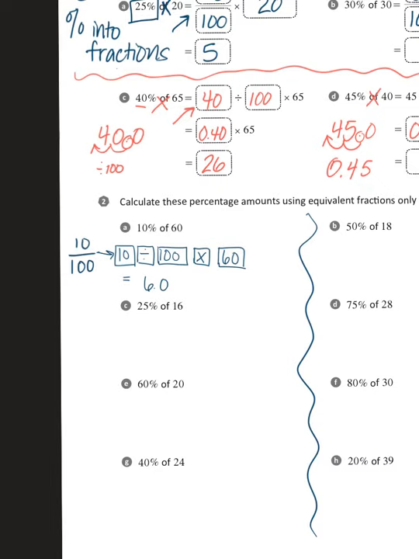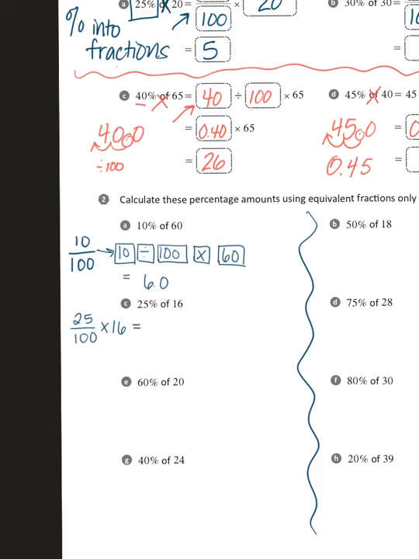Looking at 2C, 25% of 16. So 25% written as a fraction is going to be 25 over 100. And 25 over 100, or 25% of 16, is the same thing as 0.25 times 16, which gives us 4.00. So 25% of 16 is equal to 4.